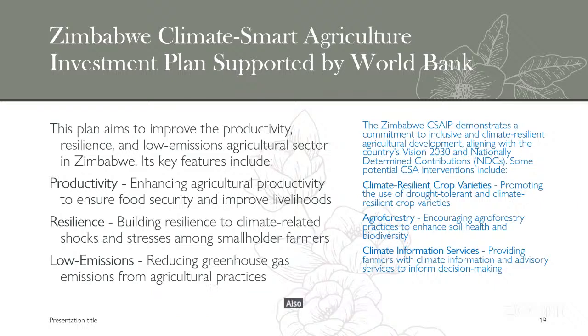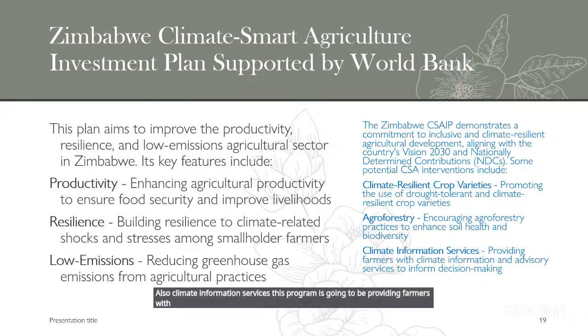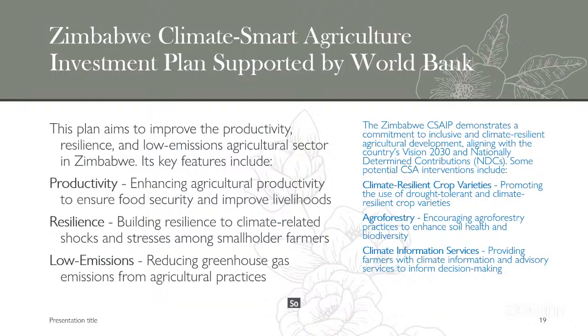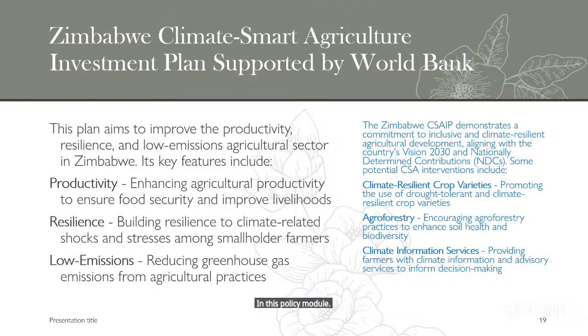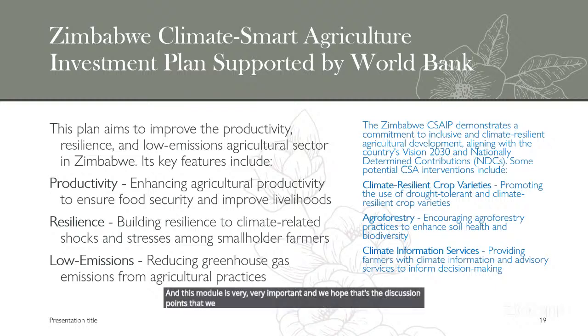Also, climate information services. This program is going to be providing farmers with climate information and advisory services to inform the decision-making process. So you can see from these three real world examples that the issues we are discussing in this climate policy module are real world issues. And this module is very, very important. We hope that the discussion points we have made are going to help you in formulating useful policies which are going to be effective in your own systems.